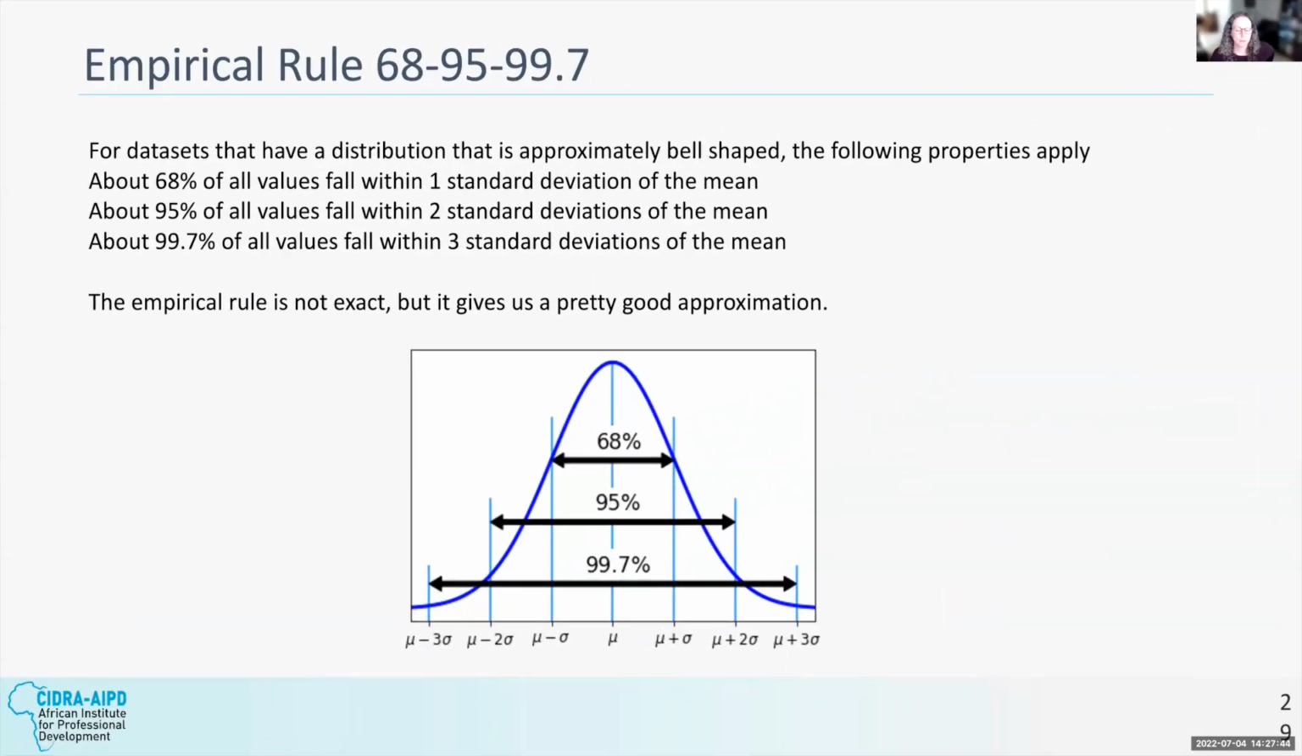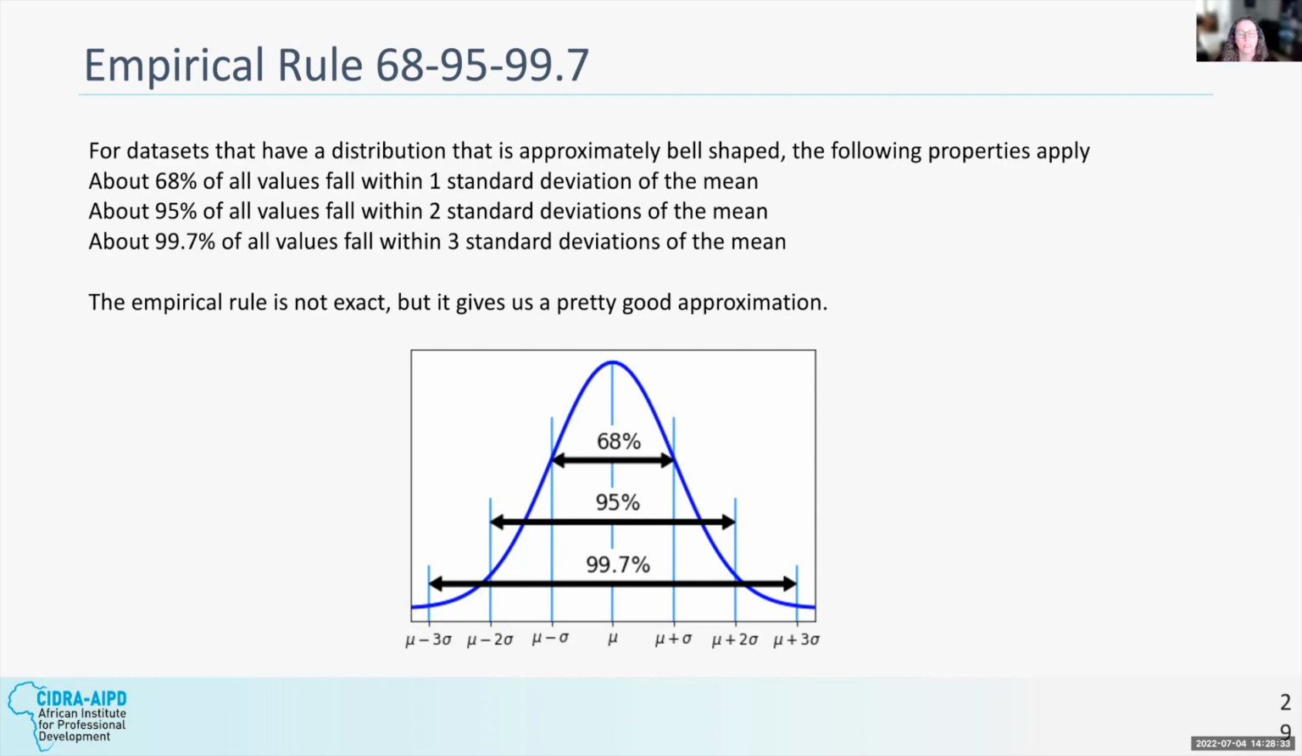Now, a concept that is helpful in interpreting the value of a standard deviation is the empirical rule. It's also called the 68, 95, 99.7 rule. It states that for data sets that have a distribution that is approximately bell-shaped, the following properties apply. About 68% of all values fall within one standard deviation of the mean, as indicated on this diagram. About 95% of all values fall within 2 standard deviations of the mean. And about 99.7% of all values fall within 3 standard deviations of the mean.